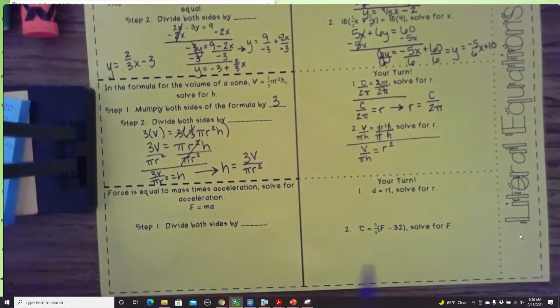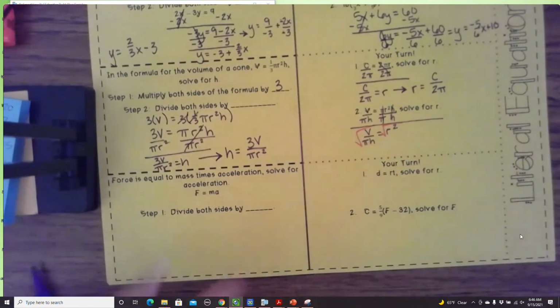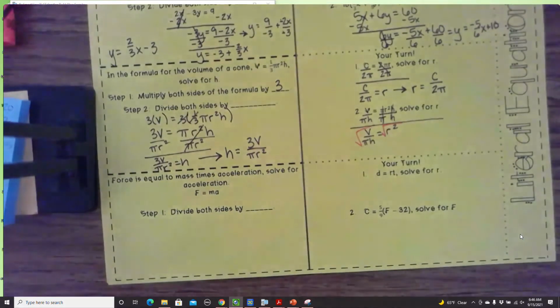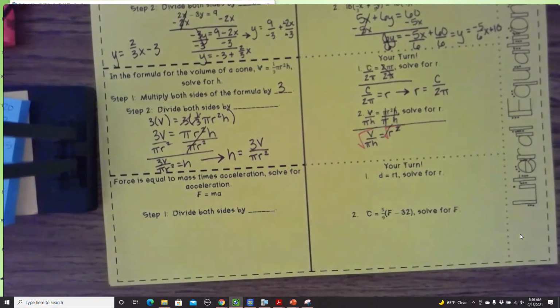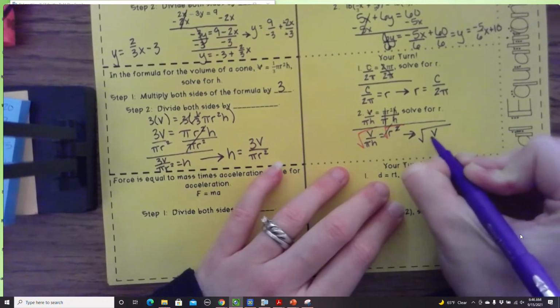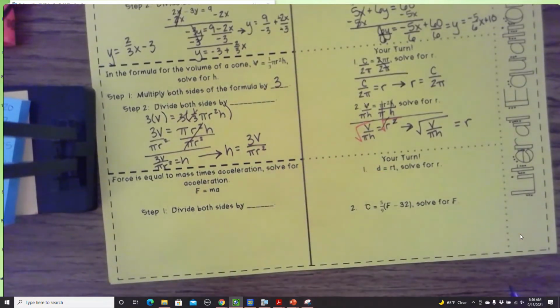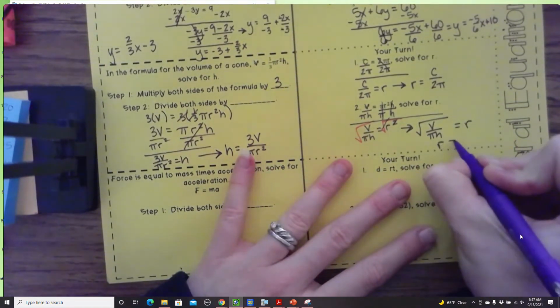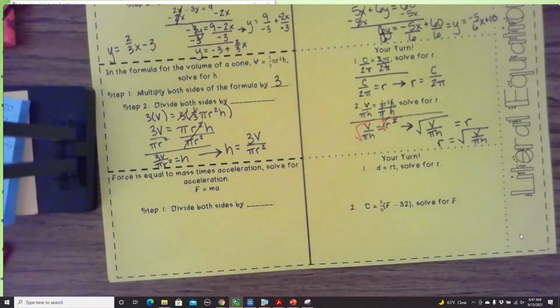I need r all by itself. So to get rid of a square, an exponent of 2, all you do is square root both sides. And so what happens when you do that? A square root cancels an exponent of 2. So what I'm left with is the square root of v over pi h equals the radius, or if you flip it, radius equals the square root of v divided by pi h.